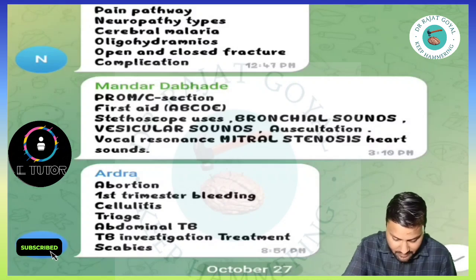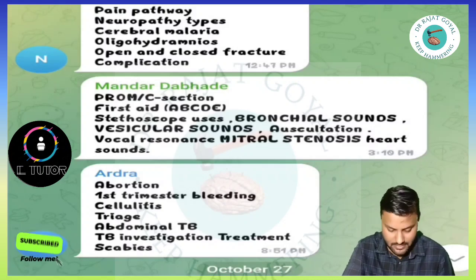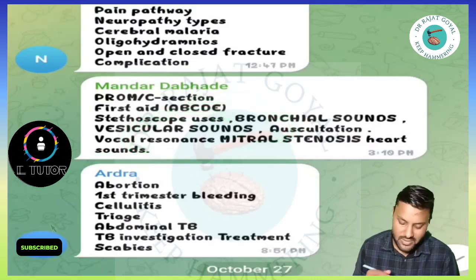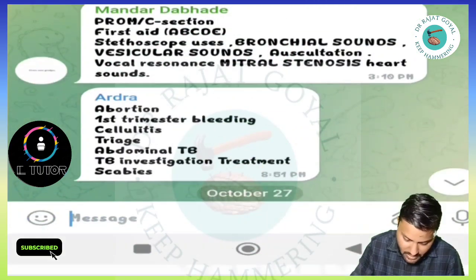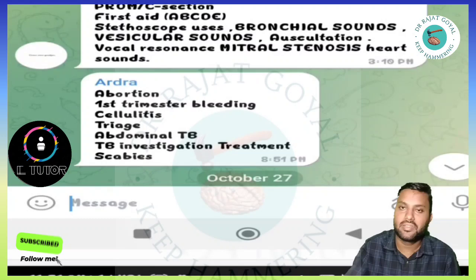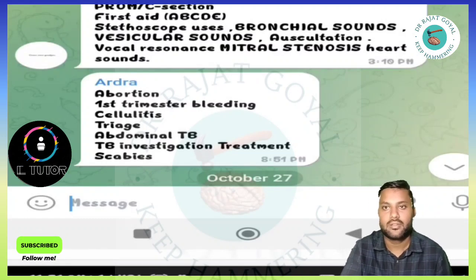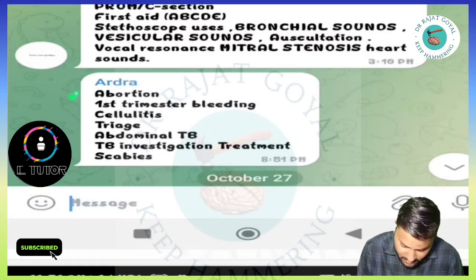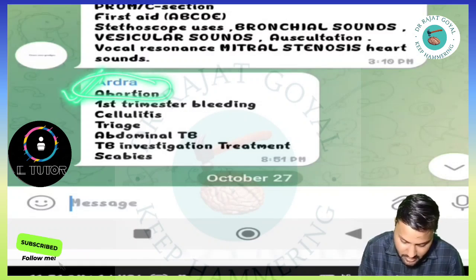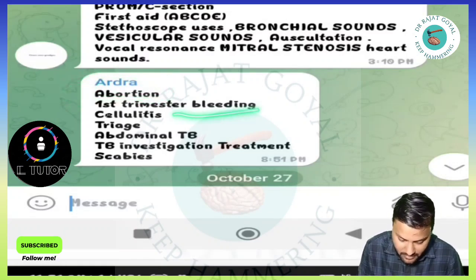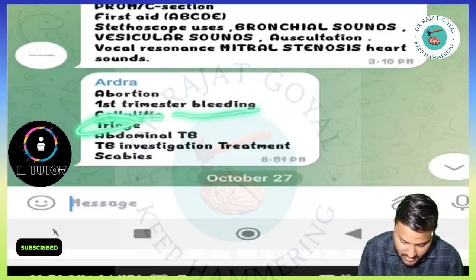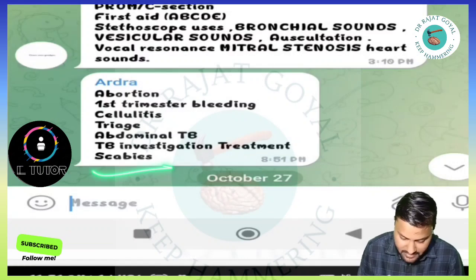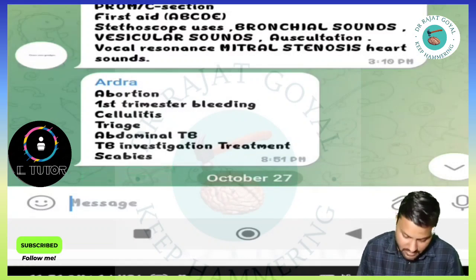Bronchial sounds, vesicular sounds, auscultations, and vocal resonance, mitral stenosis, and heart sounds. So these are also very common questions. They will generally ask only those questions which were asked to you in the Viva during your MBBS. Another student is saying that he was asked about abortion, first trimester bleeding, cellulitis, triage, abdominal TB, TB investigation and treatment, and scabies. So scabies is repeated 2 times.